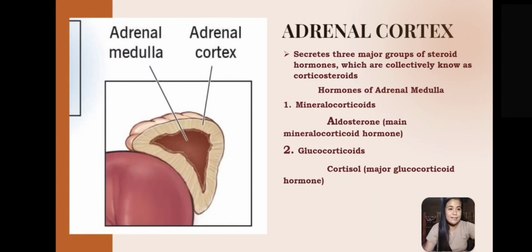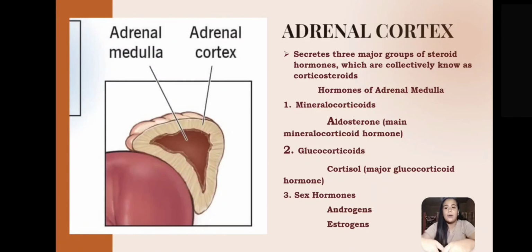And the next is the sex hormones. So both male and female have sex hormones, and they are produced by the adrenal cortex throughout our lifetime in small amounts. So sa babae, sa lalaki, we have androgen or the sex hormones, and then estrogen sa female. So ang estrogen is our female sex hormone.